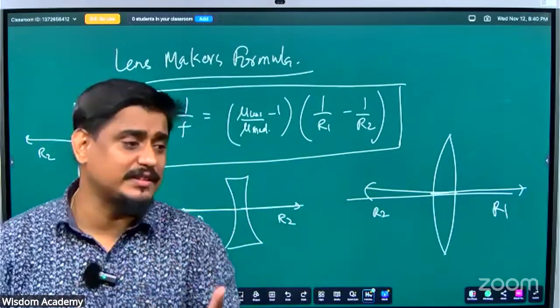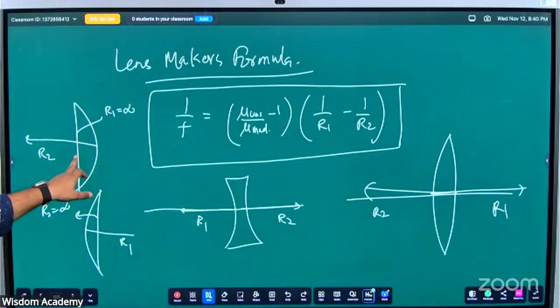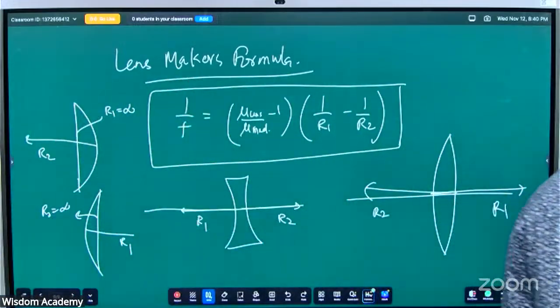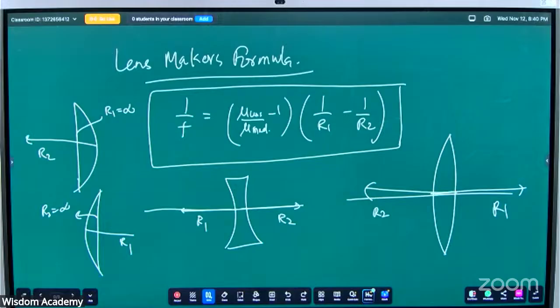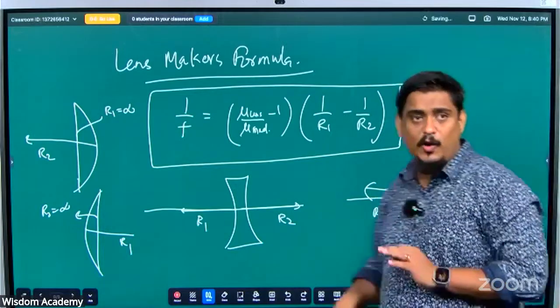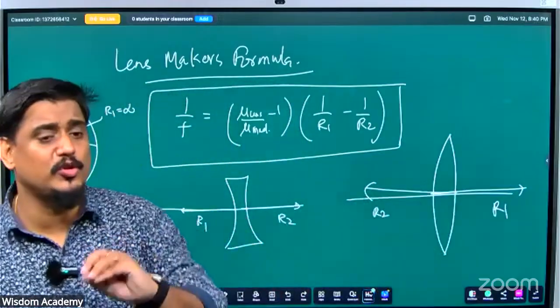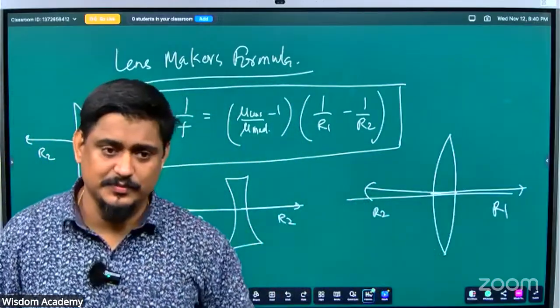Plano convex. This is also plano convex. This is also plano convex. In this case, R1 is infinite. In this case, R2 is infinite. So what will be infinite, what will be positive, what will be negative is totally depending upon how the lens is. I hope you're getting my point. These kind of things should be very carefully understood if you want to solve the numericals of ray optics.